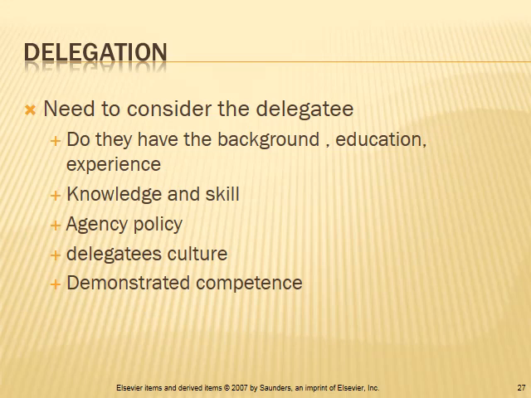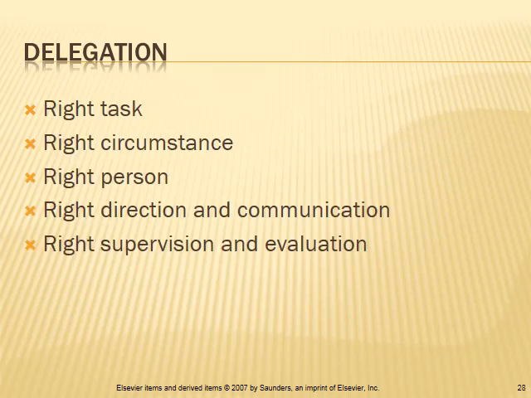So we talked about the task. We talked about the delegatee. And you'll often see these 5 rights of delegation. 1, the right task, 2, the right circumstance, 3, the right person, 4, right direction and communication, and 5, right supervision and evaluation. So the right task we talked about: scope of practice, is it something that requires little supervision, determining what task can be delegated to which delegatee.